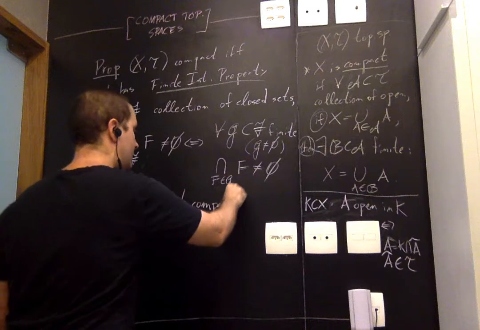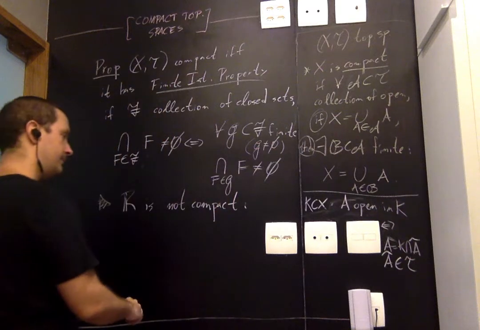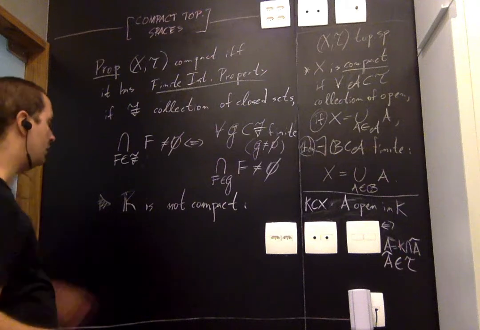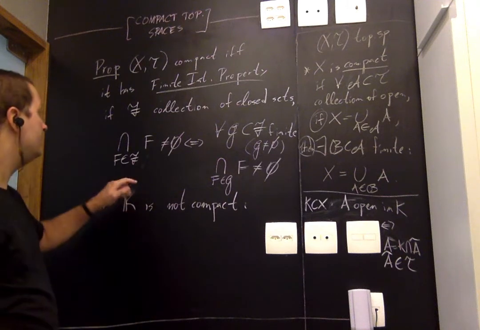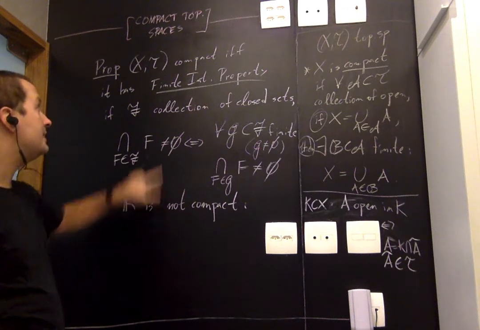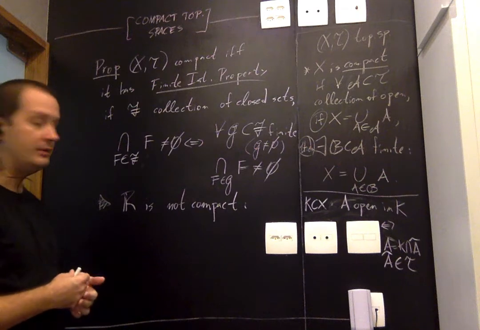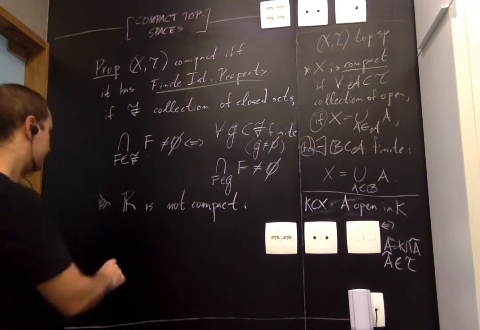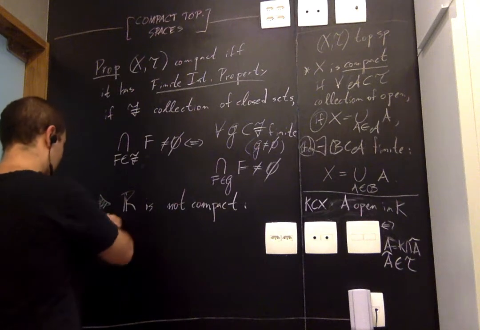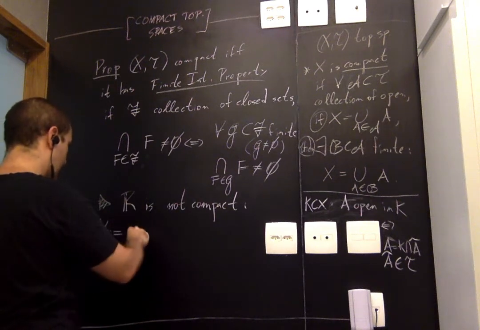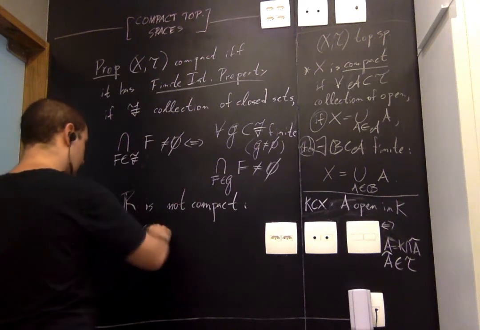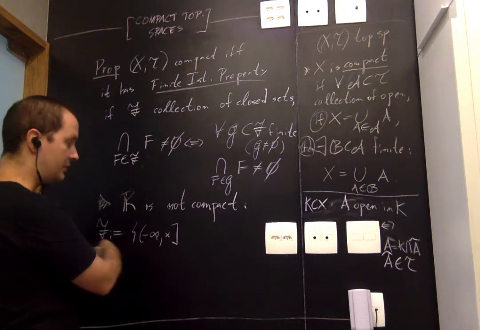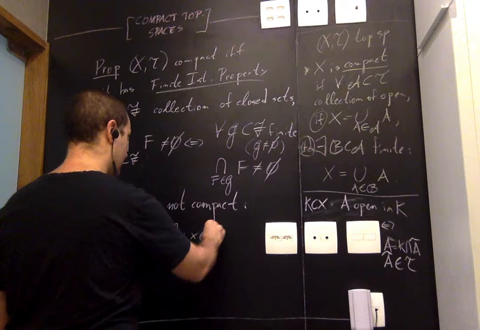And I'm going to mention this because we're going to use this later. So assuming the proposition, let's prove that R is not compact with the usual topology. What we're going to show is that it doesn't satisfy this finite intersection property. How do we prove that the real line is not compact? Well, I'm going to take my collection of closed sets to be all half-infinite intervals, infinite to the left and closed to the right.